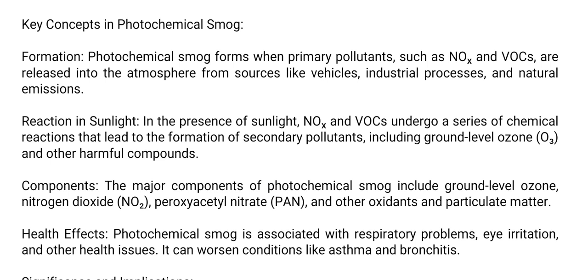Formation. Photochemical smog forms when primary pollutants such as NOx and volatile organic compounds are released into the atmosphere from sources like vehicles, industrial processes, and natural emissions. Then, reaction in sunlight. In the presence of sunlight, NOx and VOCs undergo a series of chemical reactions that lead to the formation of secondary pollutants, including ground level ozone and other harmful compounds.